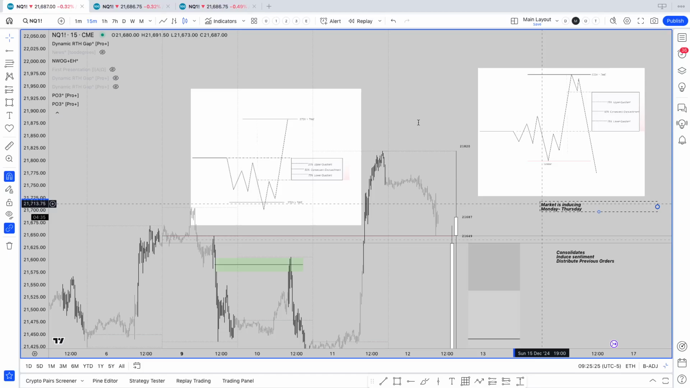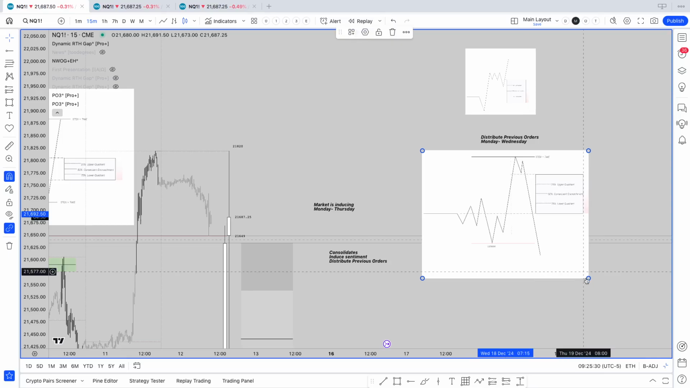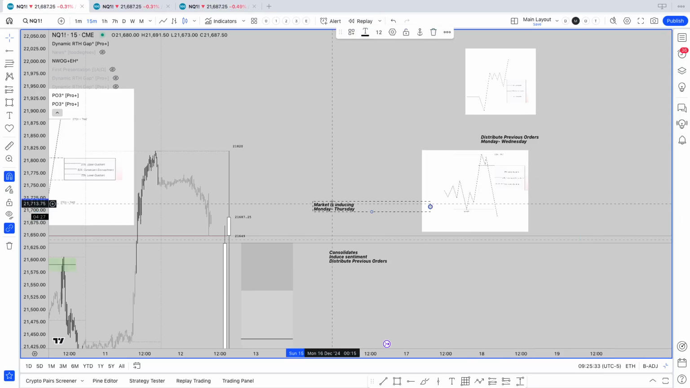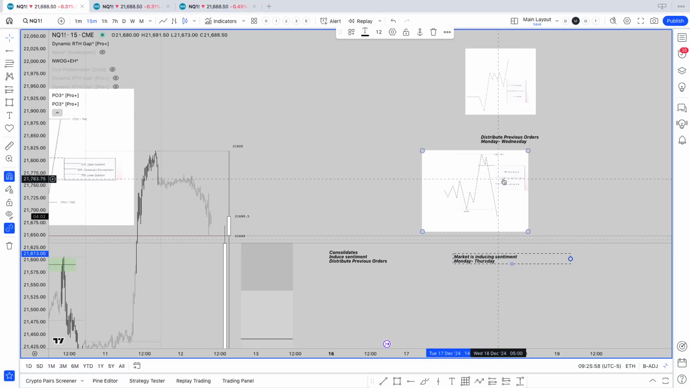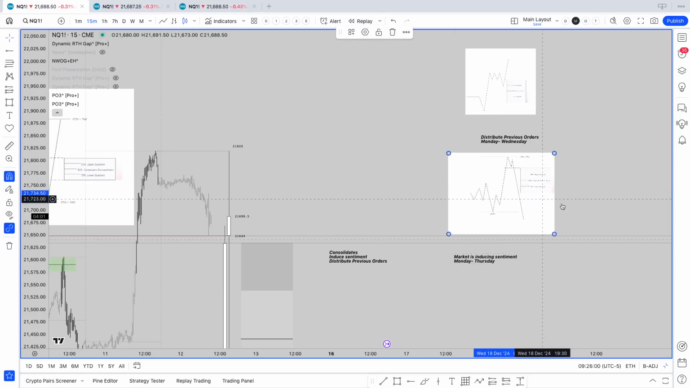So the elements for this profile is, the market is inducing sentiment. We look for this from Monday to Thursday, because when you see this profile on a Thursday, you can hold the trade basically all the day. I like this a lot on Thursday reversals.